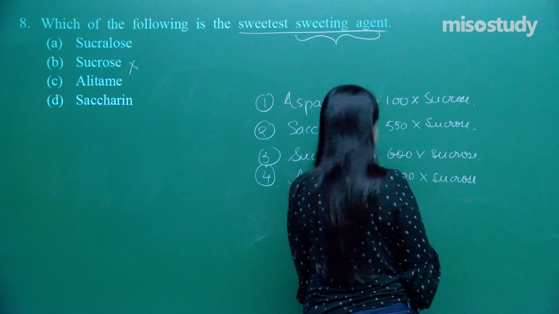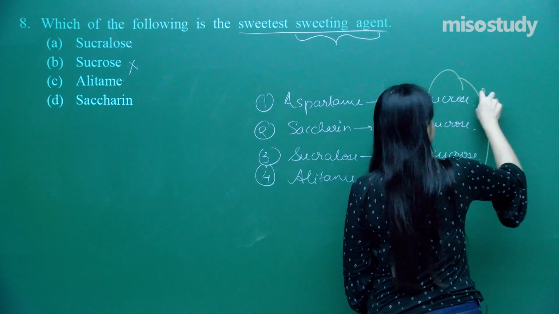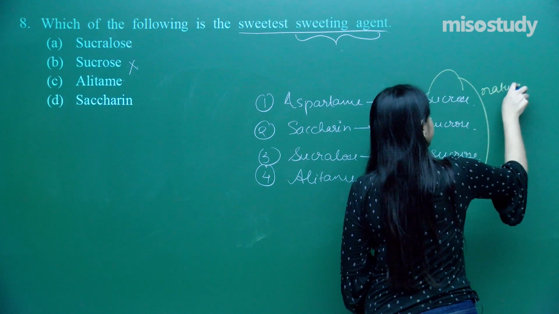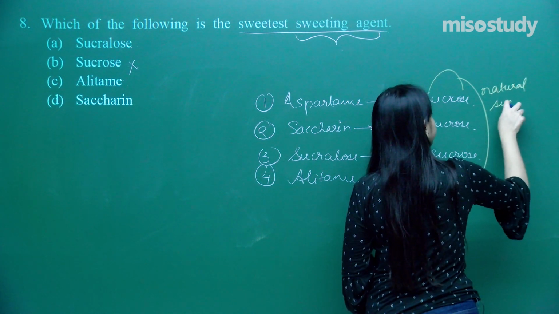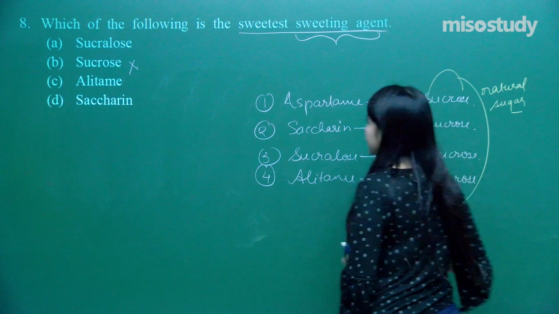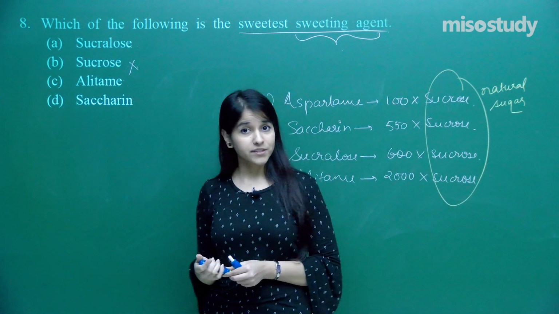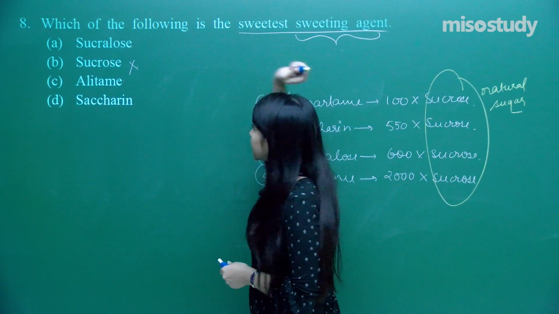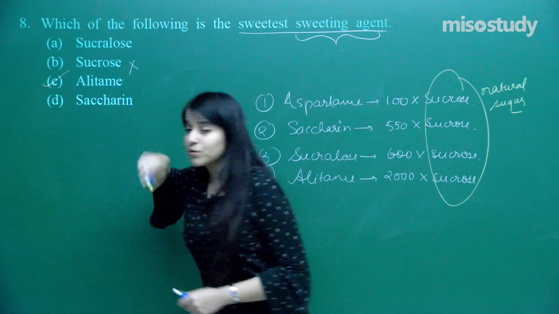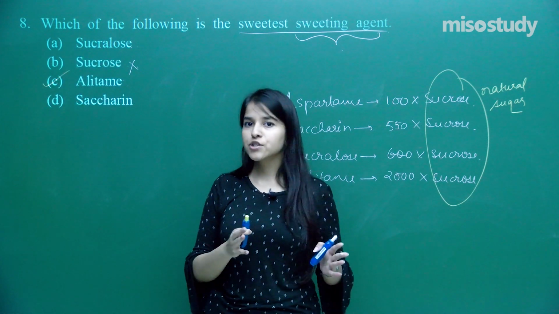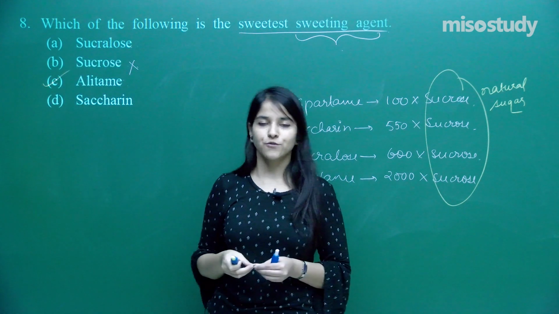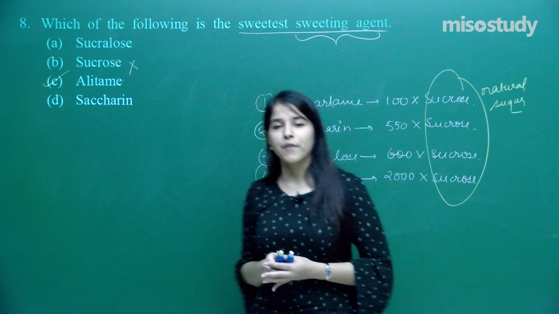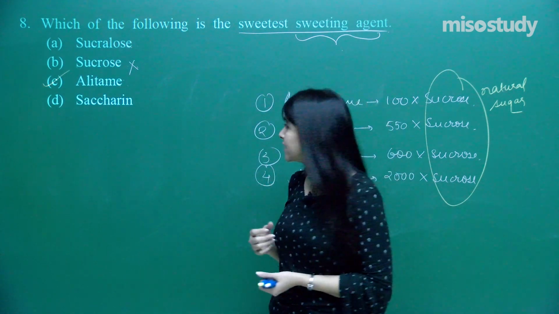So sucrose is nothing but the natural sugar. So as per our data, as per our knowledge, we have got the answer. Sweetest will be alitame, and the sweetness is so much that it is uncontrollable whenever it is added into the food. So that is what the artificial sweetening agent is.